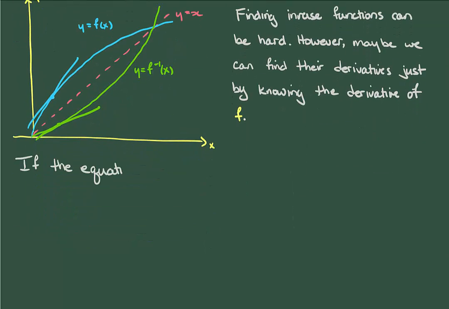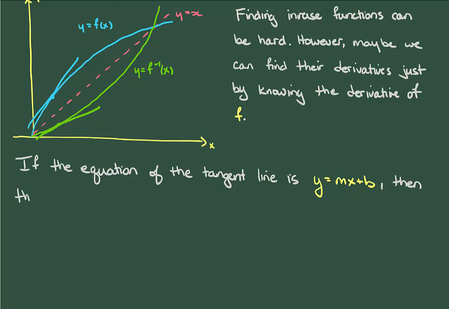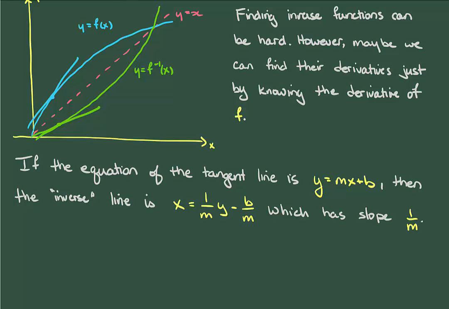If the equation of the tangent line is given by y equals mx plus b, so that the slope m is the derivative of f, then the inverse line can be found by solving for x. That gives us x is equal to y over m minus b over m, and thus the slope of the inverse line is 1 over m. Okay, so if the slope of a line is m, then the slope of its inverse is 1 over m. Hopefully this holds for derivatives as well.